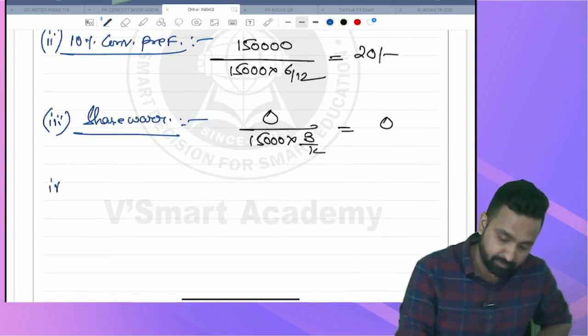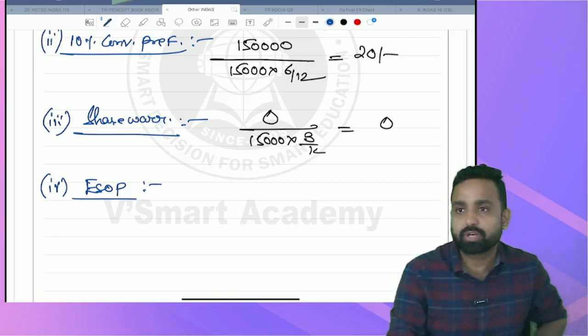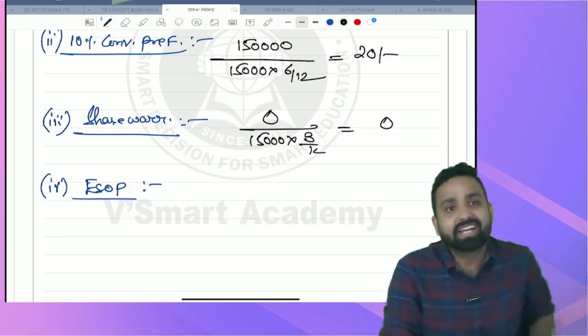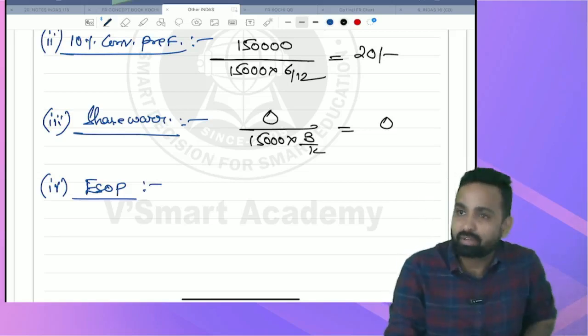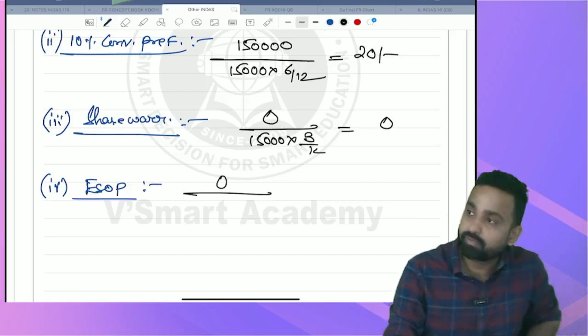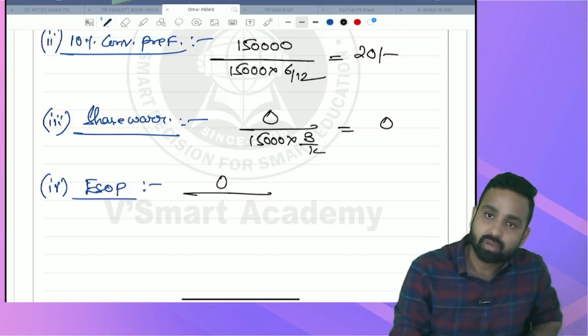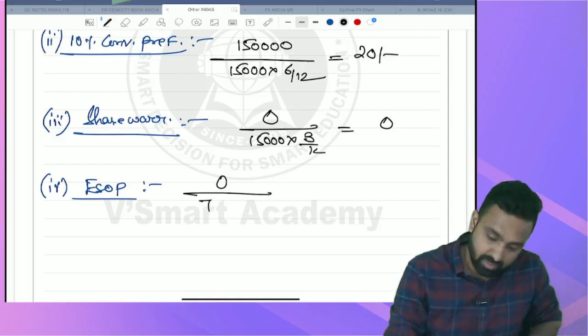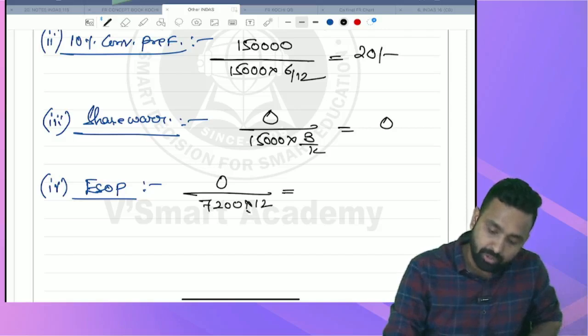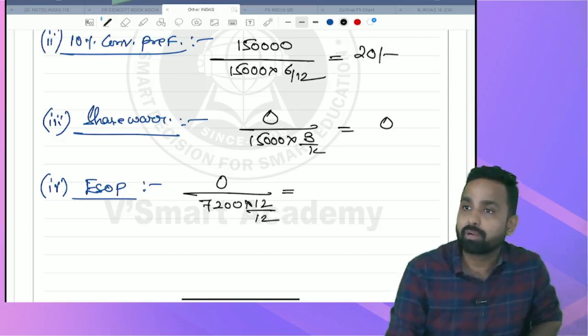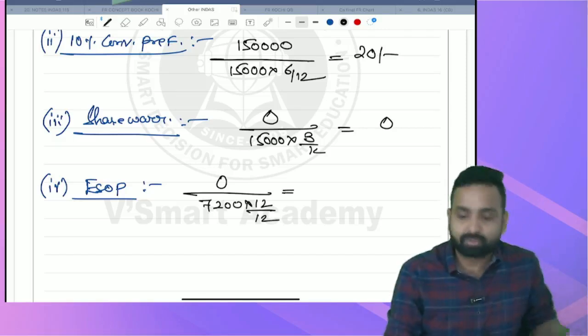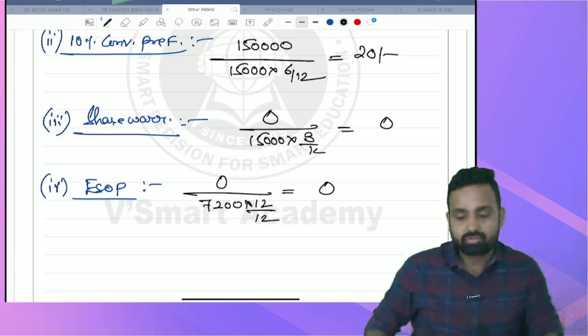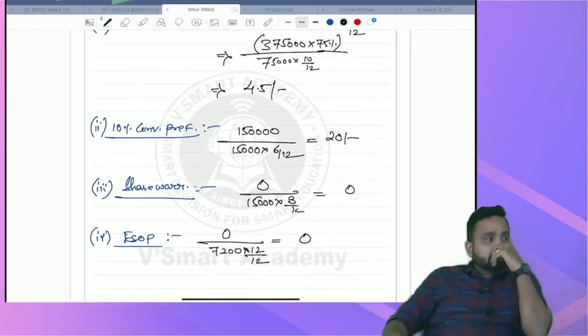Guys, last. Yes, ESOP is also the same. ESOP is also the same as share warrant. They don't have any dividend policy. They don't have any interest policy as long as they are only ESOP. So 0 upon 7,200 into 12 by 12. Why 12 by 12? Potential for the whole of the year, so 0. Done, beta.